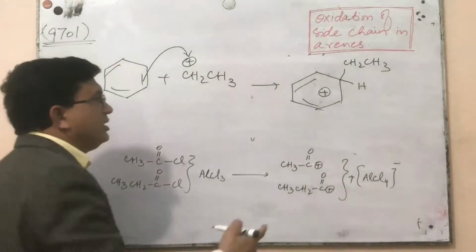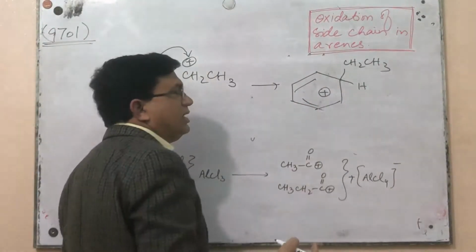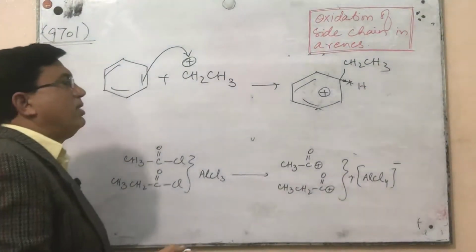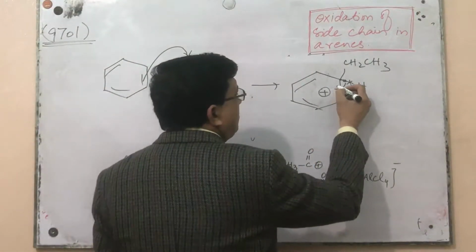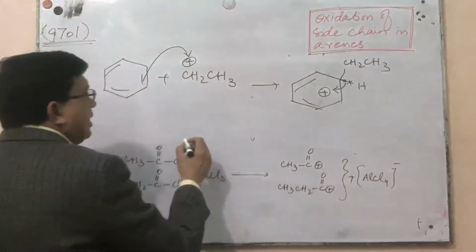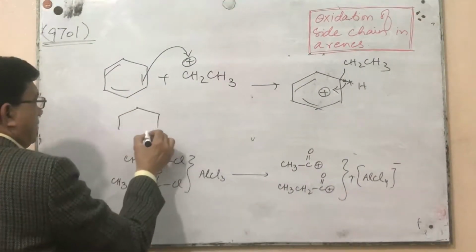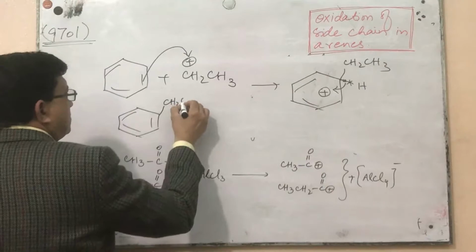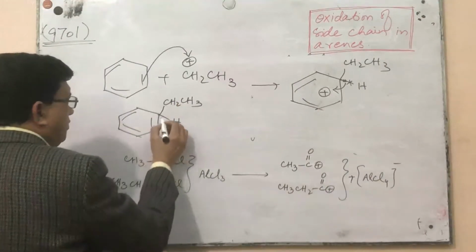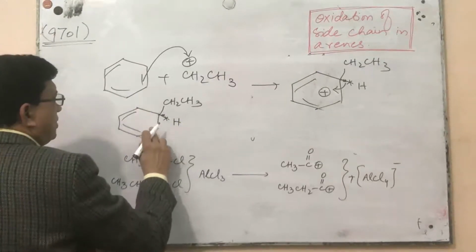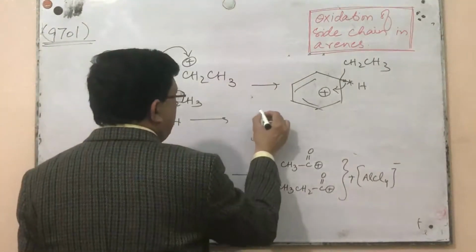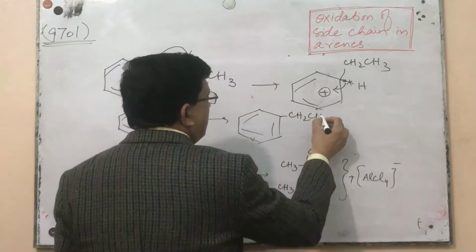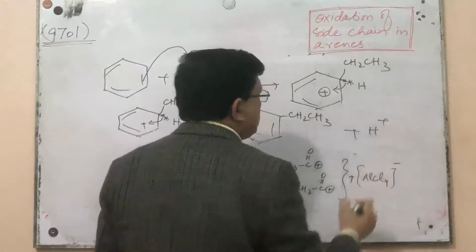As we have discussed earlier, this pi electron system of benzene cannot remain distorted. That's why the pair of electrons present in the bond between carbon and hydrogen will be involved inside the benzene ring, producing the required product. This is the bonding present. When this pair of electrons is involved in the benzene ring, the product will be ethylbenzene, producing H positive.